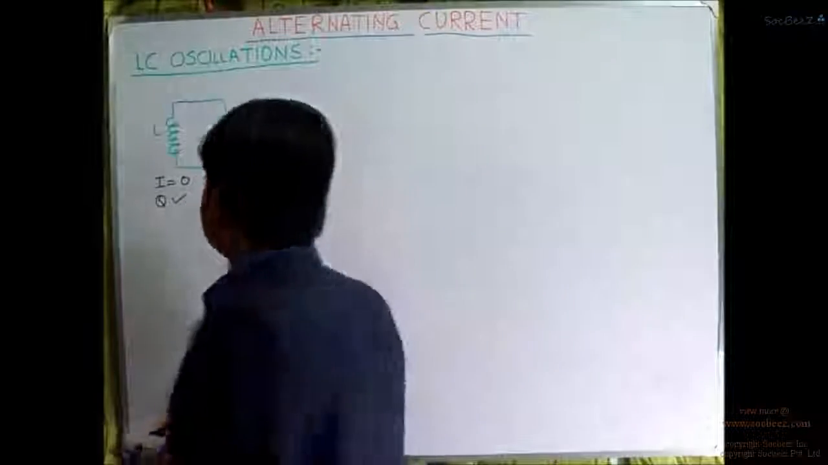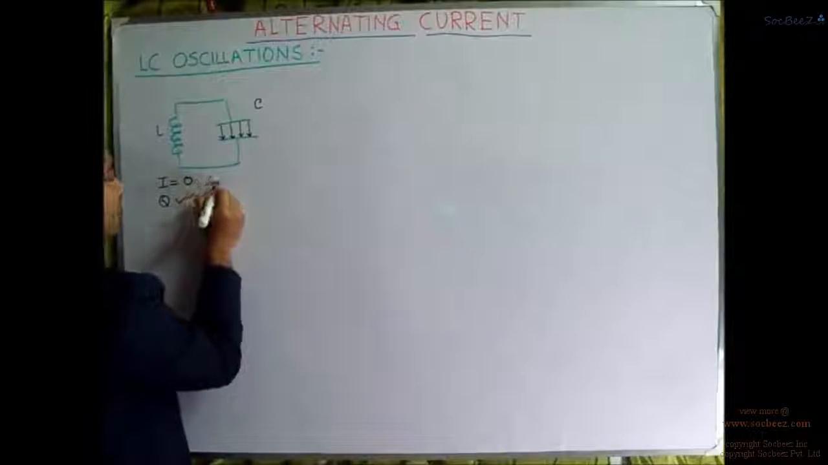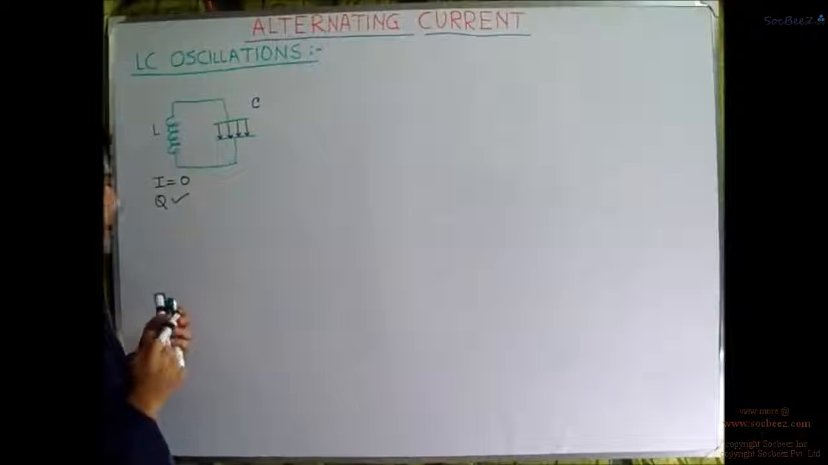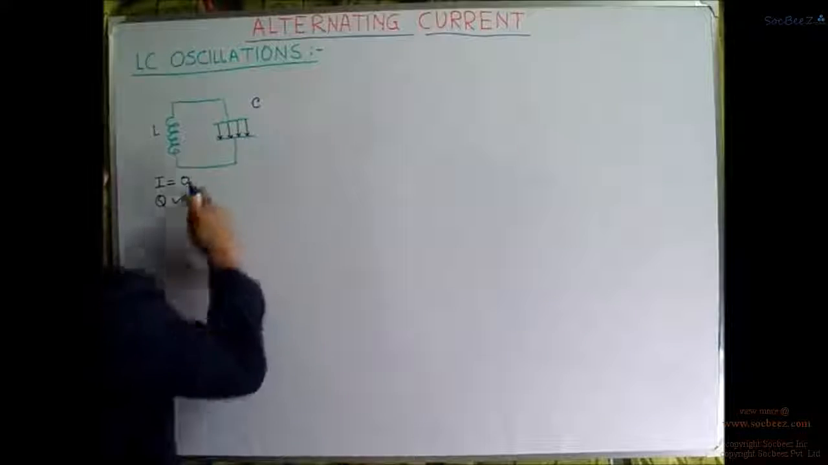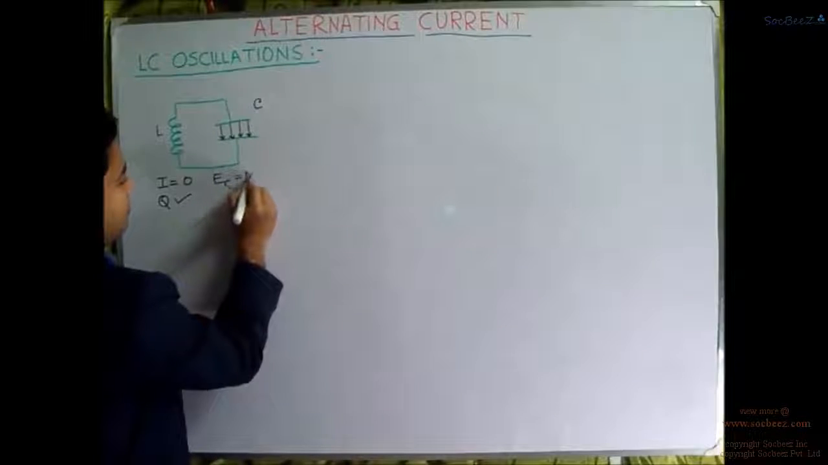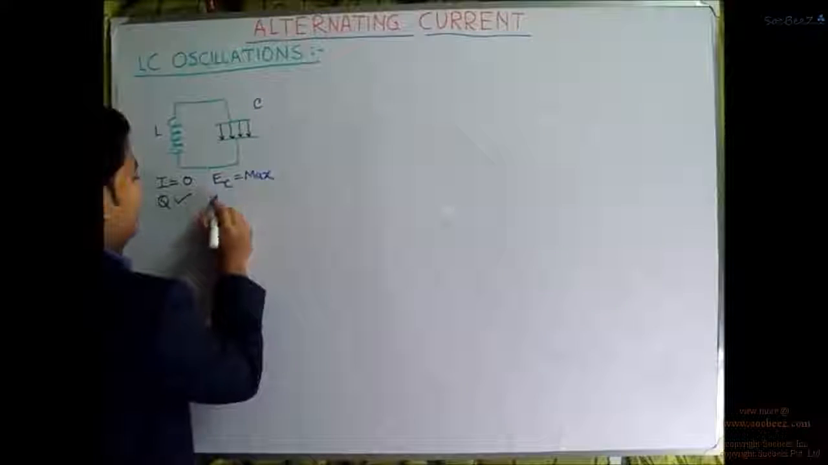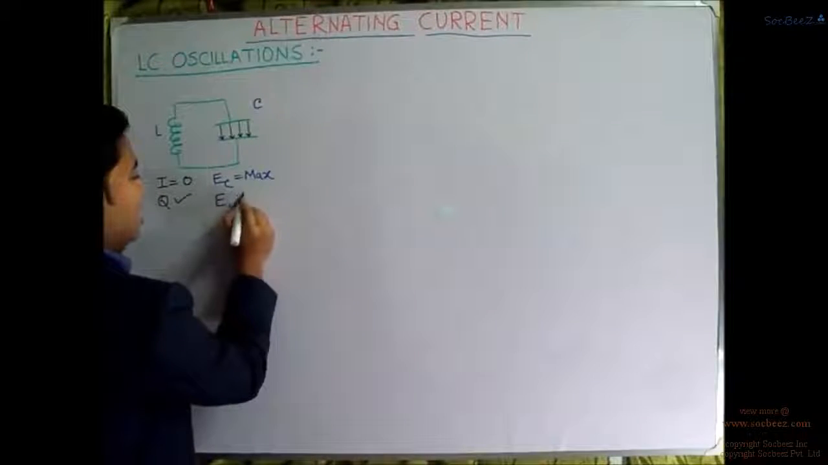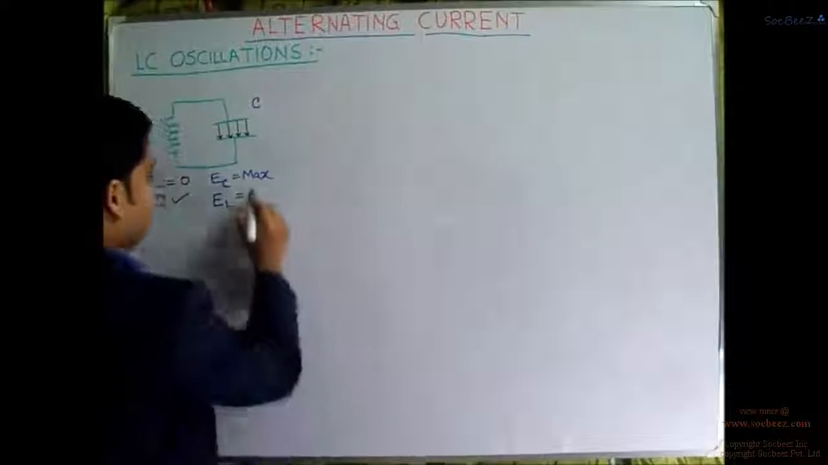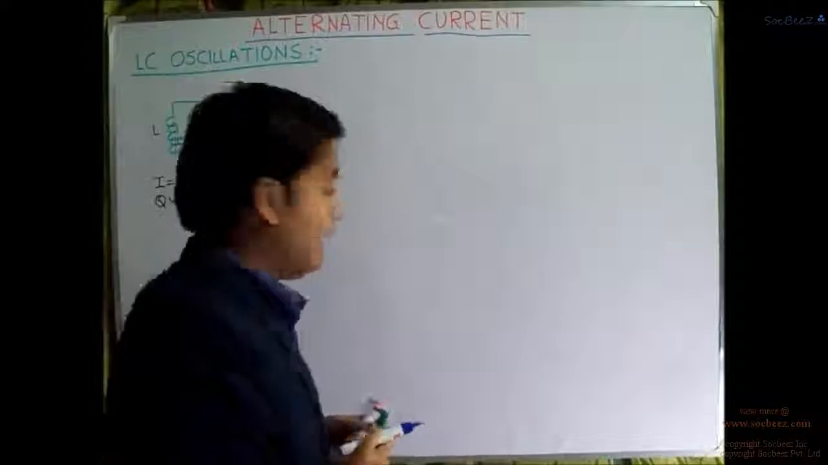And as we have seen, over here the energy of the capacitor will be the maximum, right? And the energy of the inductor will be equal to 0 or minimum, right? How could we say that?